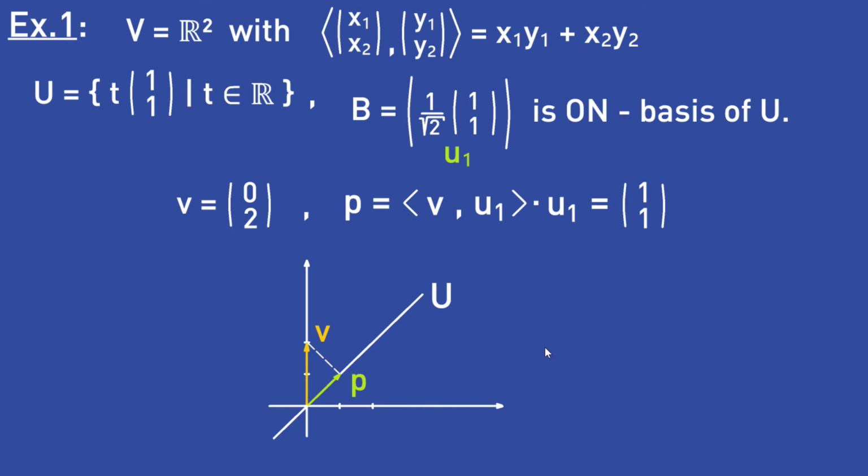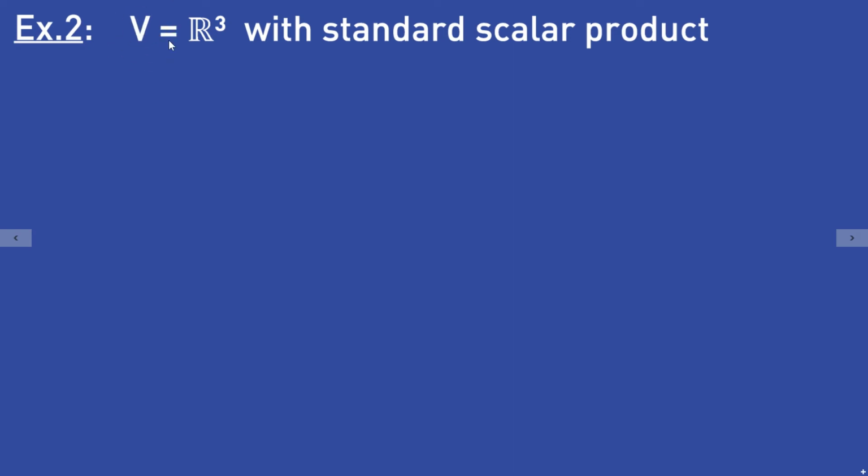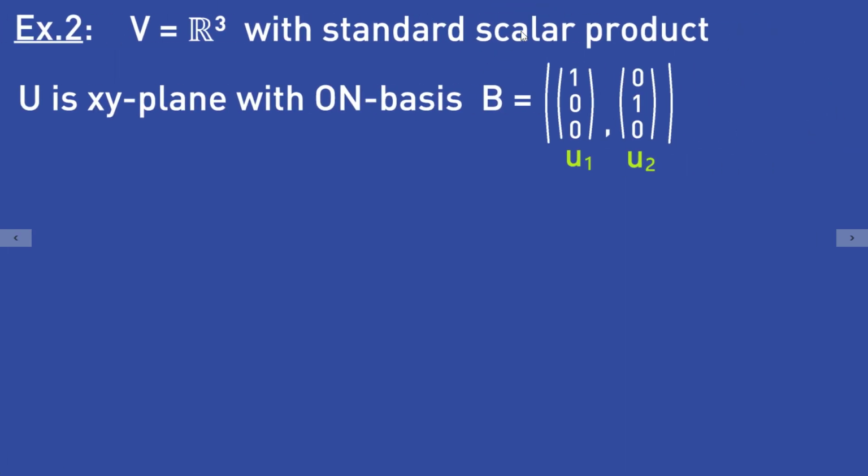Let's take a look at another example. Now the vector space V is equal to R3, together with the standard scalar product on R3. U is the subspace that has the basis B equal to (1, 0, 0) and (0, 1, 0), which describes the xy plane. The basis B is already an orthonormal basis, because the vectors u1 and u2 are orthogonal to each other, so they have a scalar product equal to 0, and both u1 and u2 have Euclidean norm 1. So B is an orthonormal basis of the xy plane U.